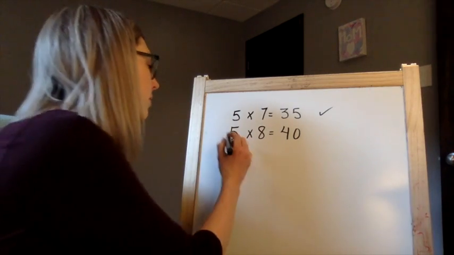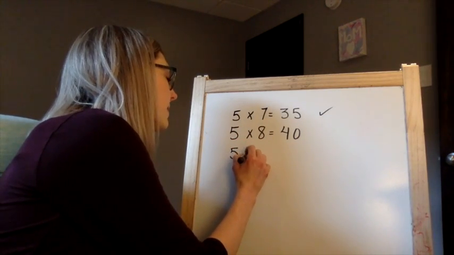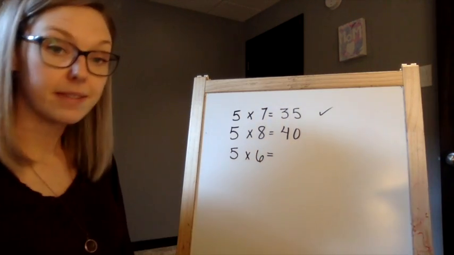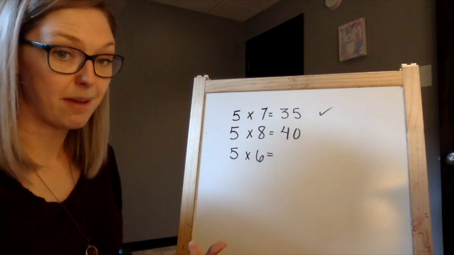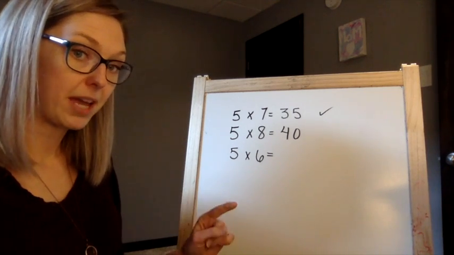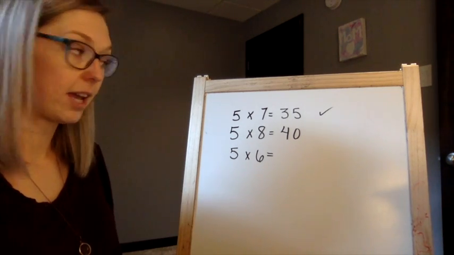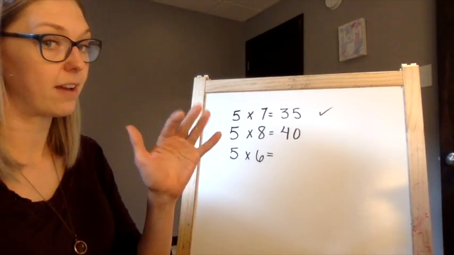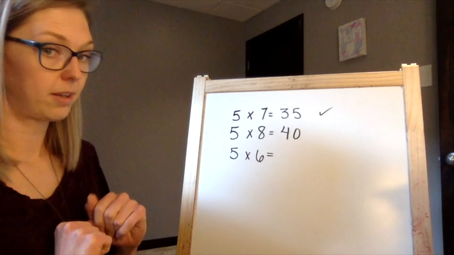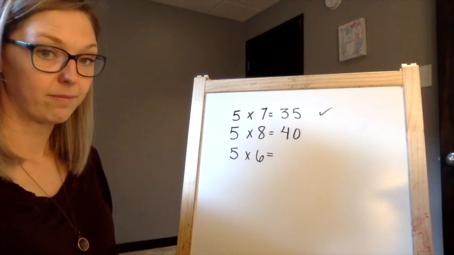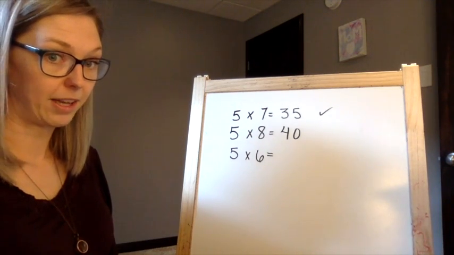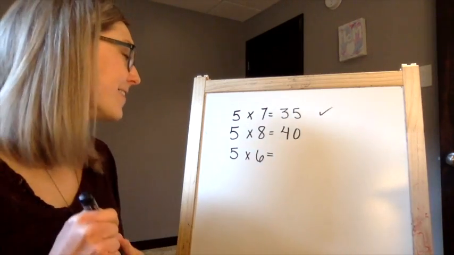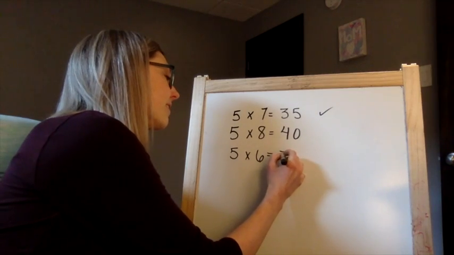I'm going to give you 5 times 6. Now I want you to pause the video, skip count by 5s six times, and then come back and press play to figure out what it is. Hopefully you're pausing the video. What did you get? Did you pause the video? Do it. Okay, hopefully you did it. 5 times 6 is 30.